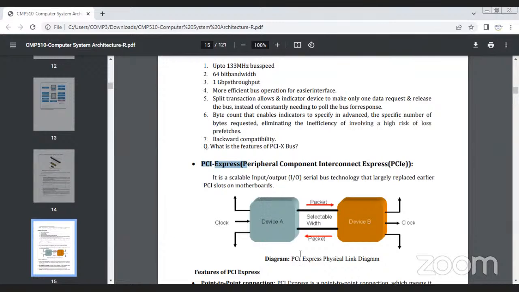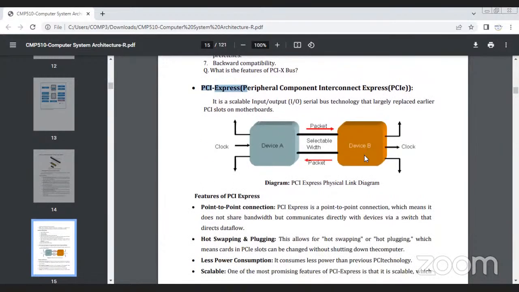Okay, here is an example diagram in which two devices are connected by using PCI Express. Here is device A and here is device B. This selectable width is the width through which device A sends packets to device B and device B sends packets to device A. So this is the PCI Express physical link diagram.